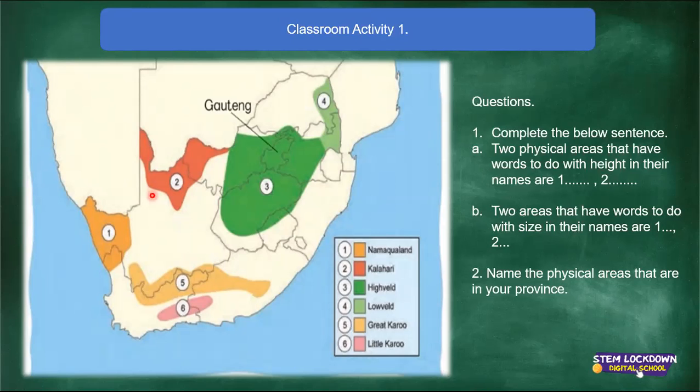Amanda, are you there? Yes, ma'am, I'm here. The physical area that is in Gauteng, I see that it's Highveld. Oh, you are from Gauteng. Yes. Thank you very much. Kagiso says on the group chat it is Highveld. So Kagiso is from Gauteng. We have Sakura. Sakura says it is the Great and Little Karoo.